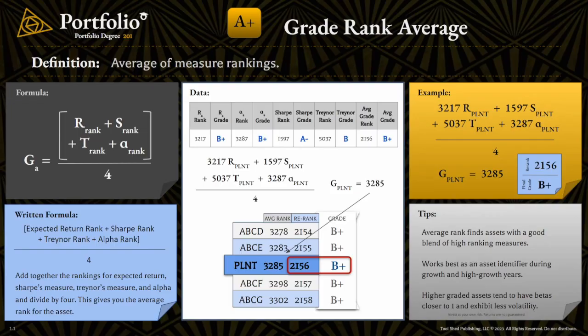And personally, I like to use one of the 4 main metrics for asset search, and then I always come back and reference the grade rank average to determine if the investment overall is a good investment and worthy of further consideration.